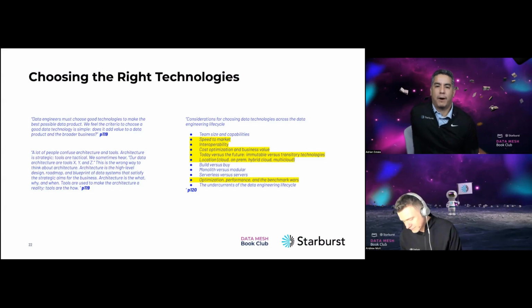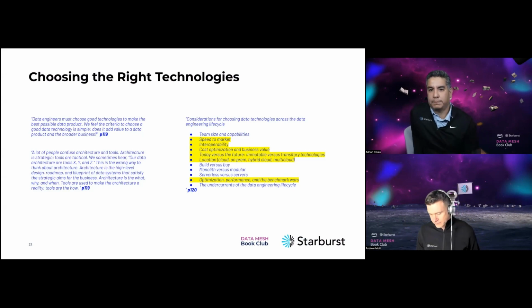I'll pause for a second, because there's a lot of text on the page. My apologies. I don't expect the reader to actually read everything. On the right side of the page, some of the things that I've highlighted, I think are especially important. If I'm building a data mesh, how do I choose the right technologies? Everything on the list is relevant, every one of them. But I wanted to call out a couple, and maybe we'll just take turns in the interest of time. I'll start with speed to market.